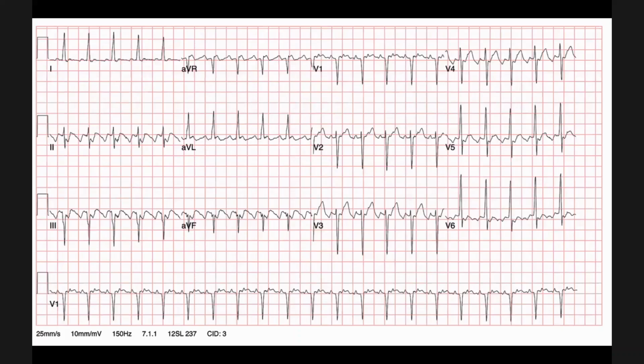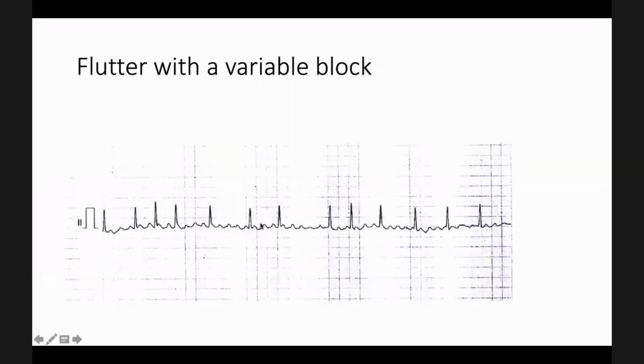This is again, the flutter waves are there. Actually, you can see the rapid heart rate. It's difficult to see, but the patient has some underlying ischemia as well. Because of that, the patient has got a flutter.